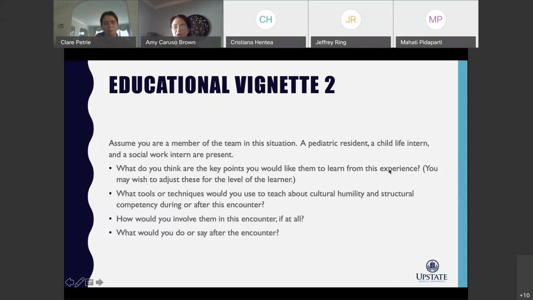It also might be a good opportunity for a learner to take a more thorough history and find out what other resources might be useful to her, if that hasn't been done already.